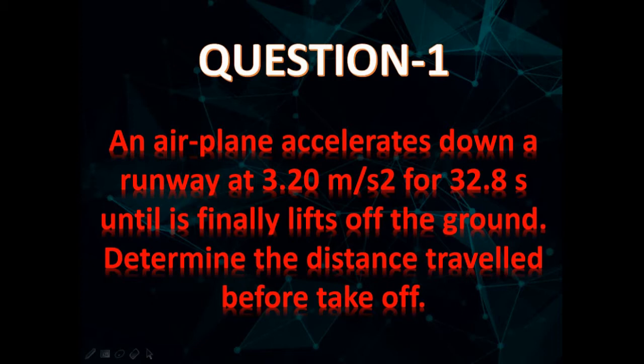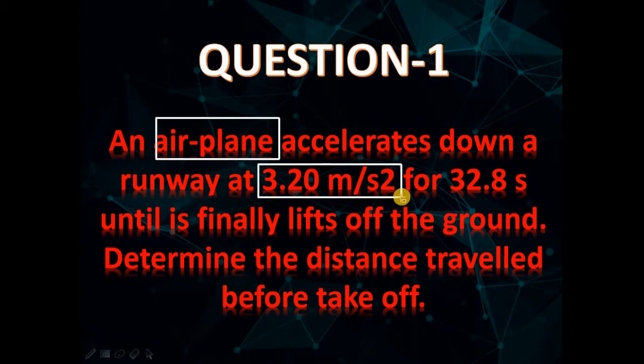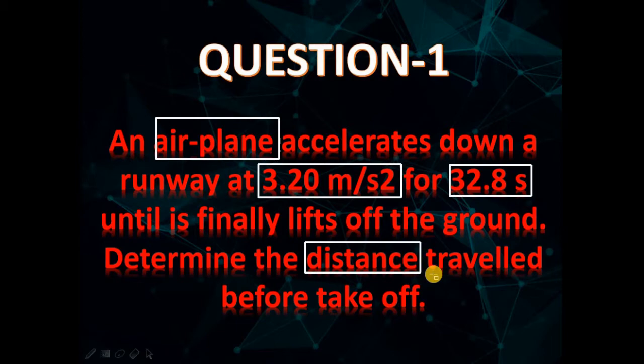An airplane accelerates down a runway at 3.20 meter per second square for 3.28 seconds until it finally lifts off the ground. Determine the distance traveled before takeoff. So here the question asks what is the distance traveled by the airplane. We have been given that the acceleration is 3.20 meters per second square, and we have also been given the time, 3.28 seconds, and we have to find the distance traveled by the flight before the takeoff. So let's solve it now.